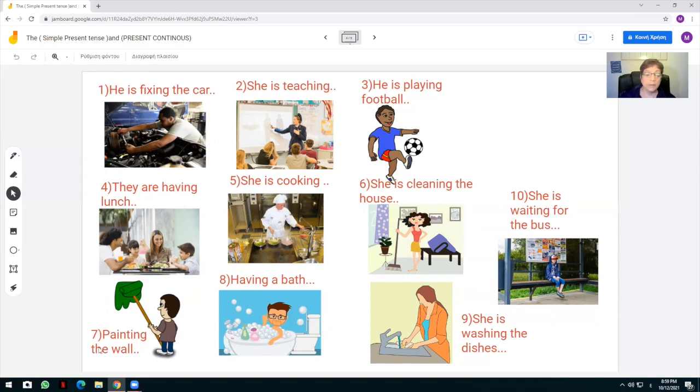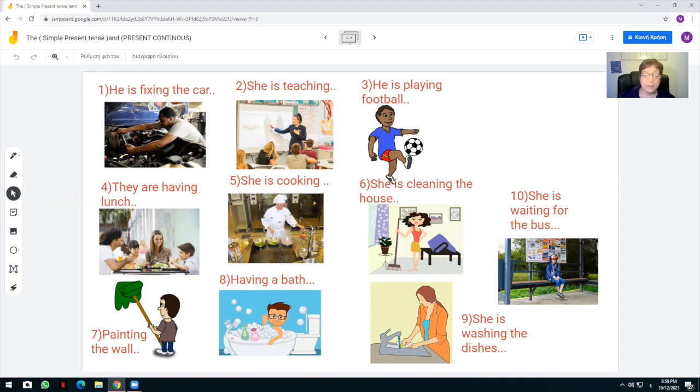Okay. Number 7, he is painting the wall. Painting يعني بيدهن. Painting the wall الحيطان. He is painting. Look with the color. He is painting the wall. بيدهن الحيطة.